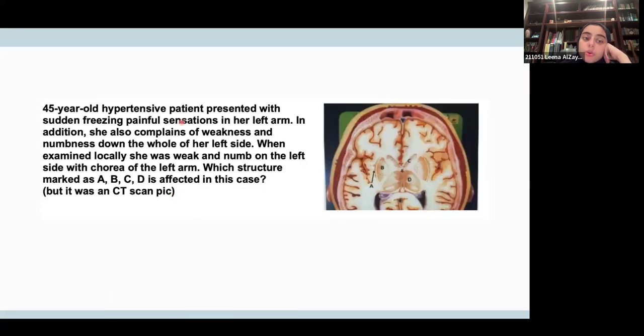A 45-year-old hypertensive patient presents with sudden freezing pain sensation in her left arm. In addition, she's complaining of weakness and numbness down her whole left face. On examination, she was weak and numb on the left side of the left arm. Which marked structure is affected in this case?